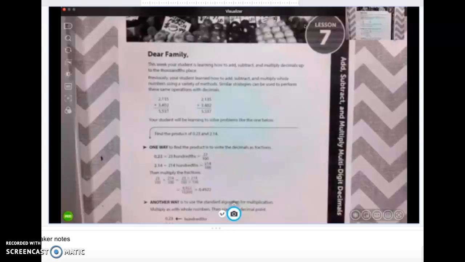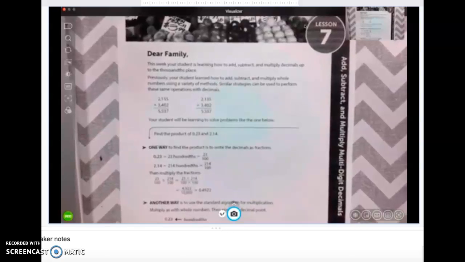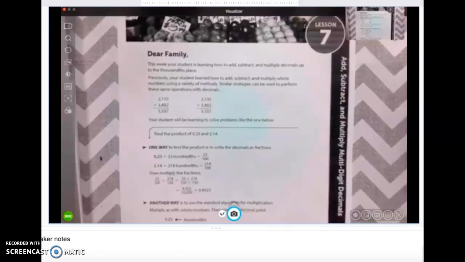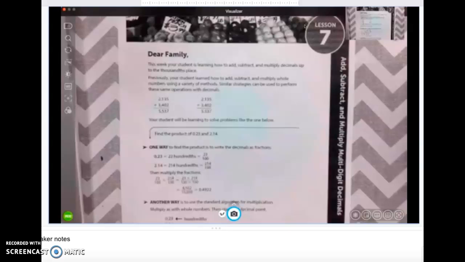Okay, this is what we're going to be looking at this week. Dear family, this week your student is learning how to add, subtract, and multiply decimals up to the thousandths place. Previously, your student learned how to add, subtract, and multiply whole numbers using a variety of methods. Similar strategies can be used to perform these same operations with decimals.